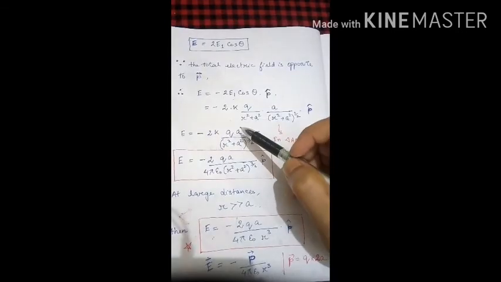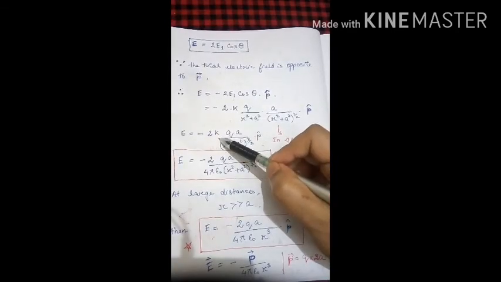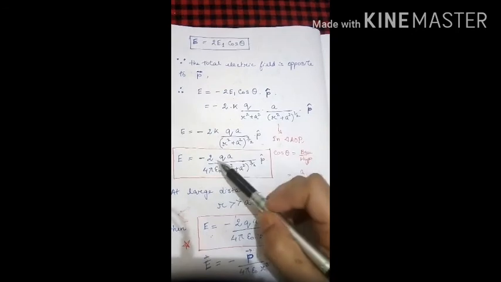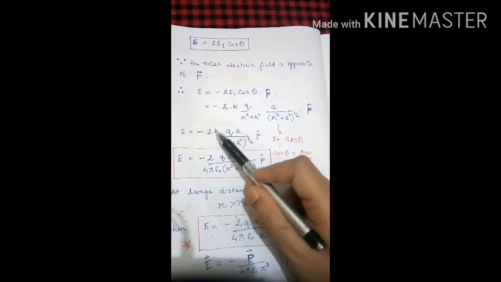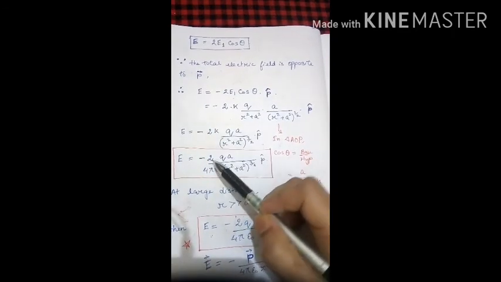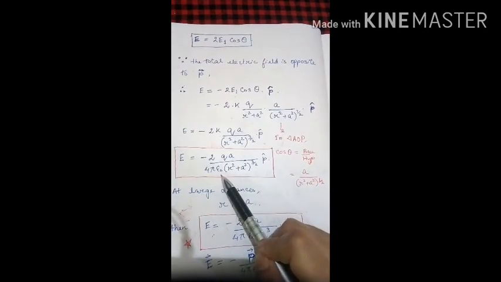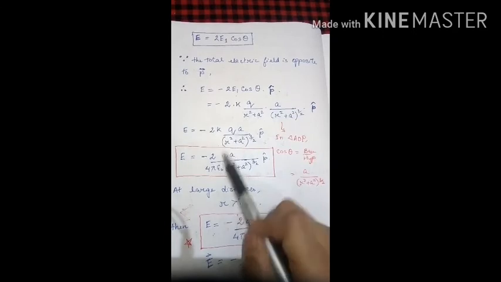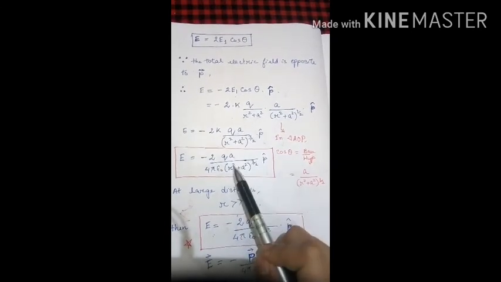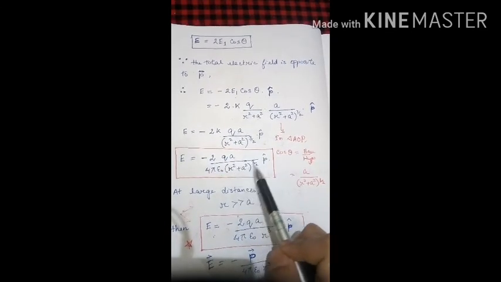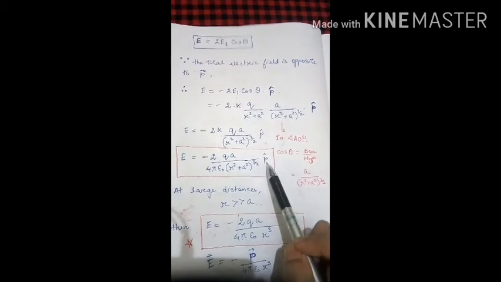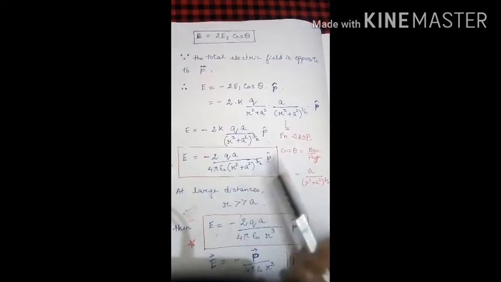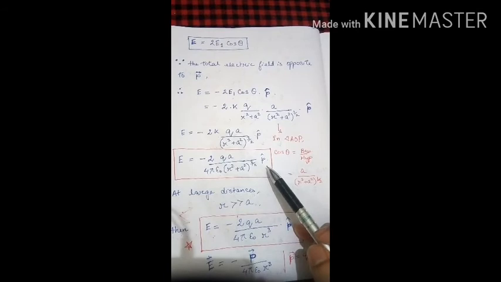Now if we put the value of k, which is the constant, in place of k we have to replace 1 by 4 pi epsilon naught. So I have written here 1 by 4 pi epsilon naught into, this term will remain the same, minus 2qa divided by (r square plus a square) to the power 3 by 2. The unit vector will be there, p, which is the unit vector along the direction of dipole moment p.